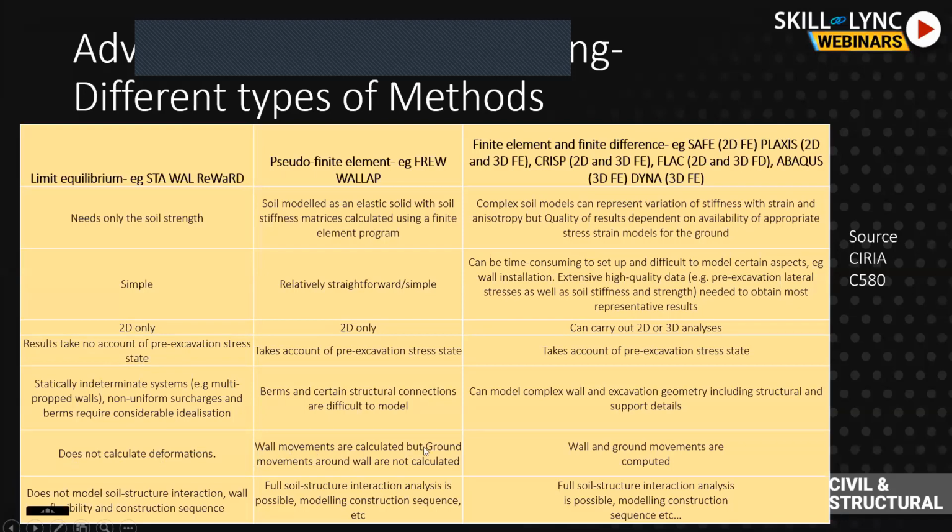Wall movements are calculated, but ground movements around the wall are not calculated. That means settlements are not calculated if we go with the wall method. In the other methods, wall and ground movements are computed. The limit equilibrium method does not model soil structure interaction, wall stability and construction sequence, whereas full soil structure interaction can be modeled using both pseudo-finite element as well as finite element or finite difference.